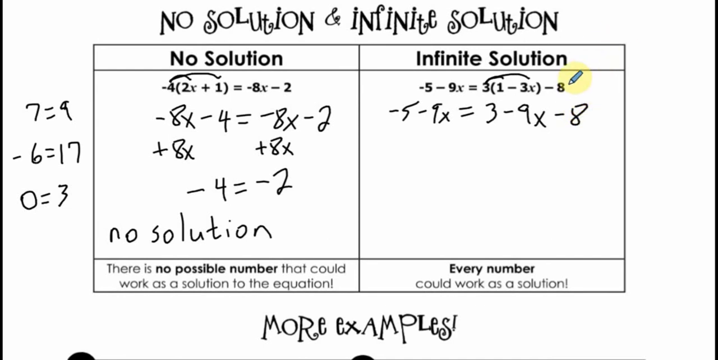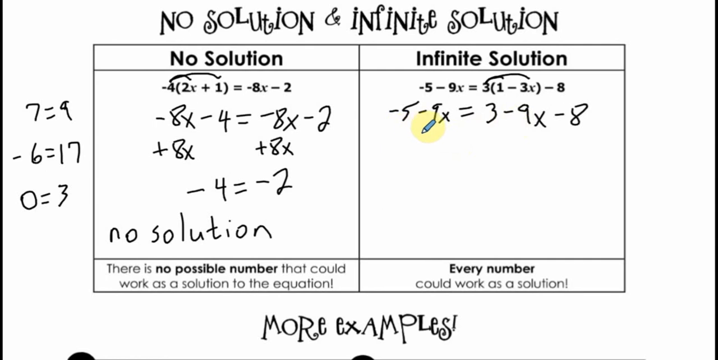One thing I just thought of is I've seen in the past where people want to continue after they do 3 times 1 and 3 times 3x, they want to do 3 times negative 8. This 3 only goes to what's inside the parentheses. So the parentheses closed here, so the 3 will not be used beyond that point. So you just bring down the minus 8.